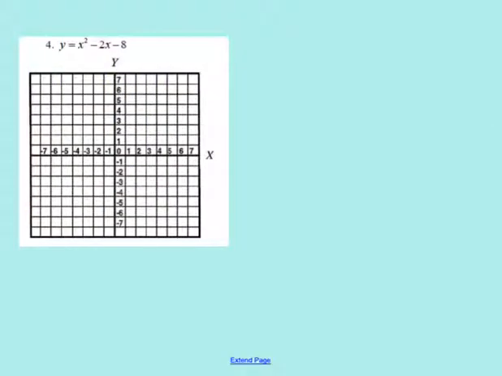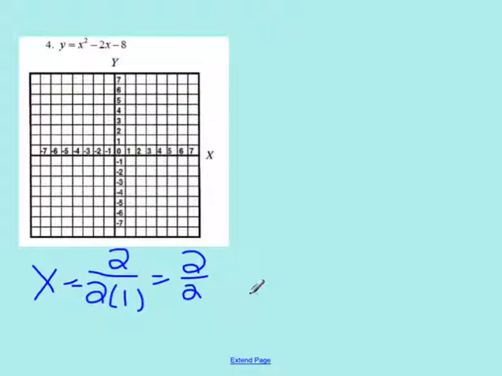For number 4, we're going to use the same kind of ideas. This time we just don't have a chart there. That's fine. We can make one. So first thing I want to do is calculate out my vertex. So I get x is equal to the opposite of my b. Since b is a -2, it's going to be a +2 over 2 times a. So 2 over 2 is going to be equal to 1. So the x coordinate of my vertex is going to be 1.